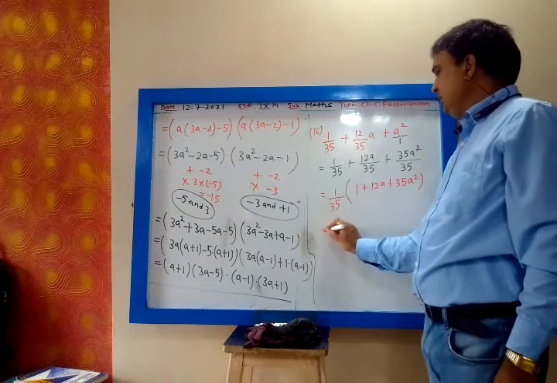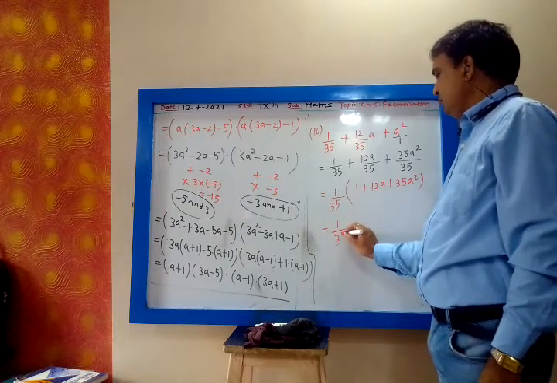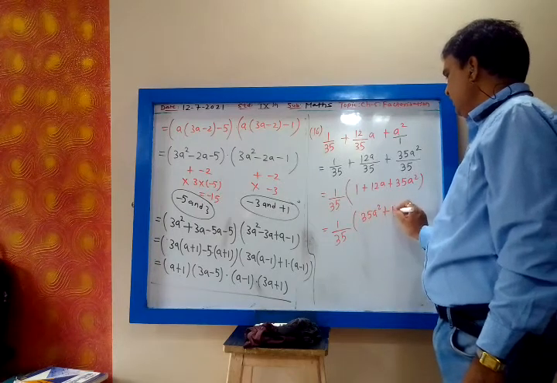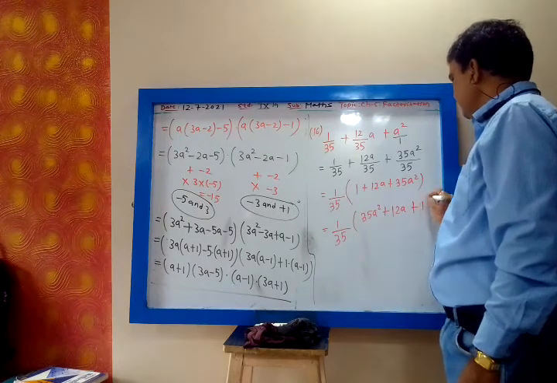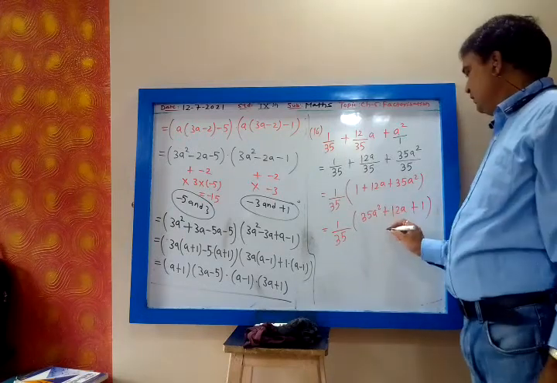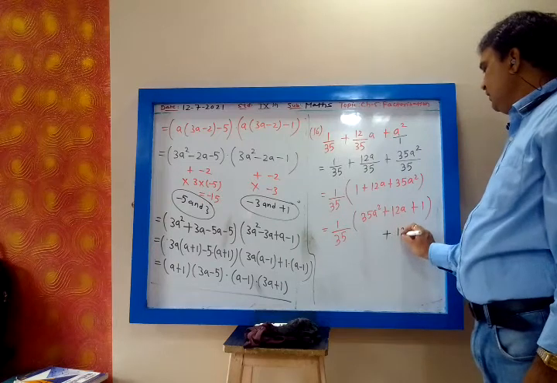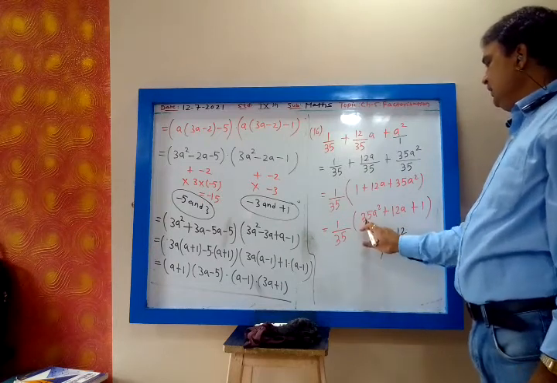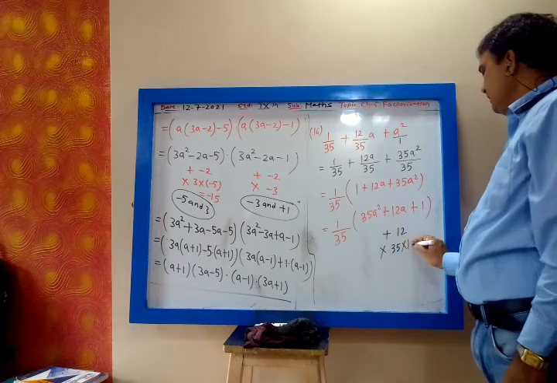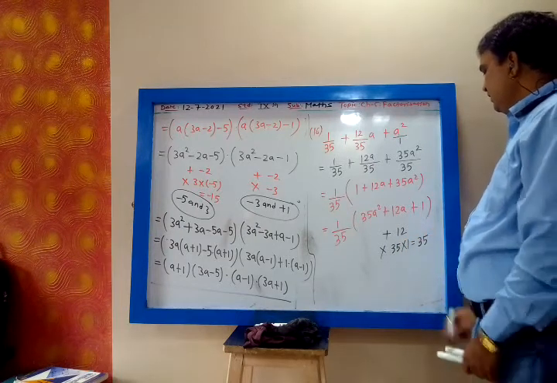So 1 upon 35, this we rewrite as 35a square plus 12a plus 1. Now find two numbers whose sum is 12 and product is 35 into 1. Product is 35 into 1, that is 35. So find two numbers.